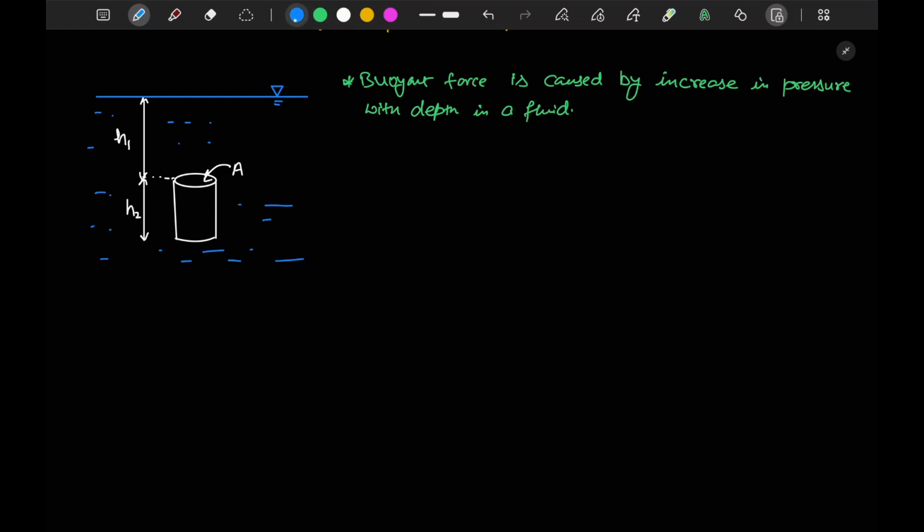Okay, so in this figure, let's say here the pressure is P1 and here the pressure is P2. So if these are pressures P1 and P2, I can write P1 is equal to rho g h1, and P2 is equal to rho g times of h1 plus h2.